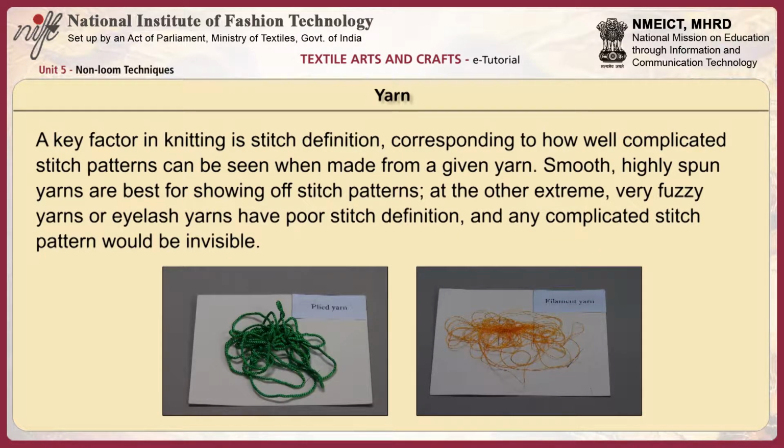A key factor in knitting is stitch definition, corresponding to how well complicated stitch patterns can be seen when made from a given yarn. Smooth, highly spun yarns are best for showing off stitch patterns. At the other extreme, very fuzzy yarns or eyelash yarns have poor stitch definition and any complicated stitch pattern would be invisible.